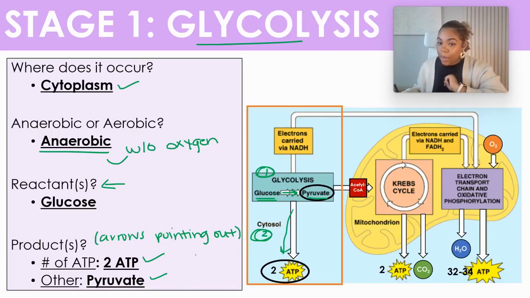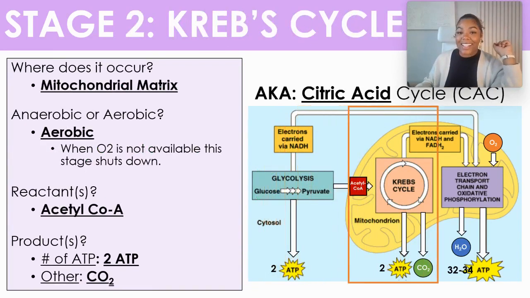Now, the reason why I'm pointing out pyruvate, even though we know the whole purpose of respiration is to make energy, is because we can see in this diagram that pyruvate is needed to make this molecule that is needed for the Krebs cycle. Because these stages are dependent on one another, it is really critical that we name pyruvate as one of the products. So the next stage is the Krebs cycle. And the Krebs cycle is also known as the citric acid cycle. As we can see from this diagram, the Krebs cycle is occurring in the mitochondrial matrix.